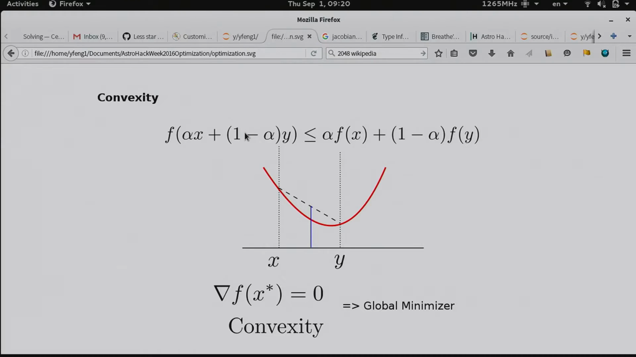If for any points x, y, and any value alpha between x and y, this is true, then the function is convex. And for convex functions, any stationary point, by stationary point we mean the gradient is 0, becomes a global minimizer.